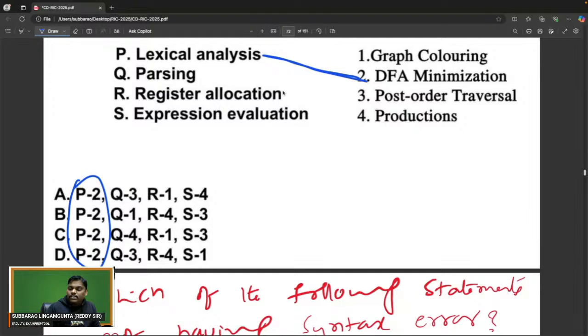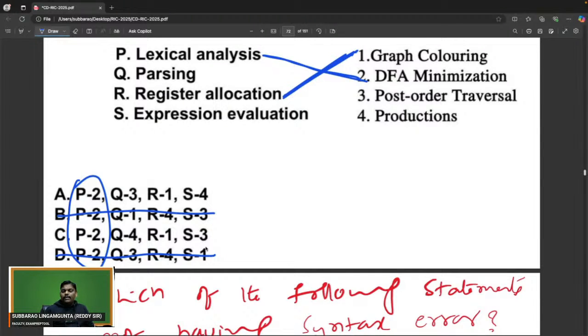Next one. Register allocation. Graph coloring. How many colors are there, that many registers. So there is some link. Register allocation, graph coloring. So R1. I think this also cancels. Answer is either A or C.